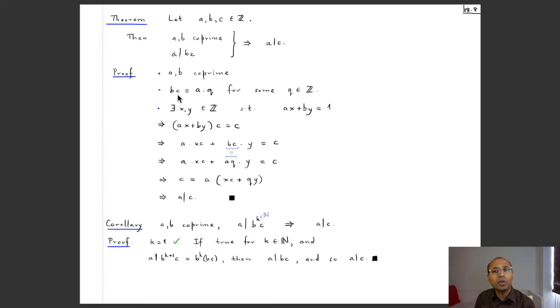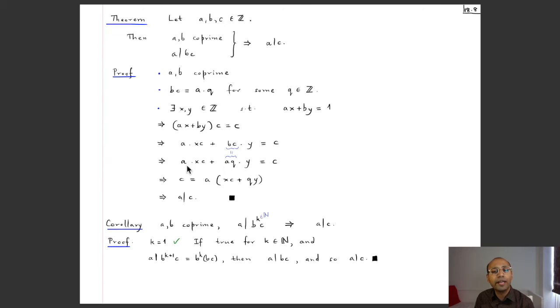Now I know something about BC, but I don't see the combination BC over here, so I'll multiply this equation throughout by C. So if I do that, the left hand side is (AX plus BY) times C and the right hand side is C times 1, which is C. And now if I use the distributive law, then I see BC appearing over here, but BC we know is AQ, so if I replace that, I get this.